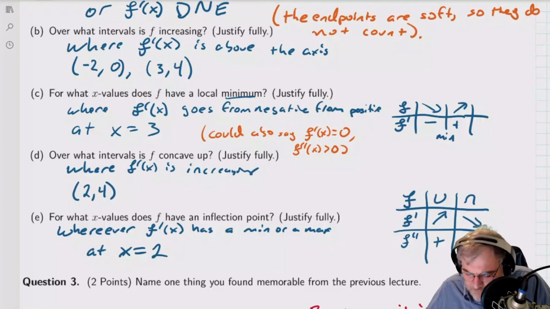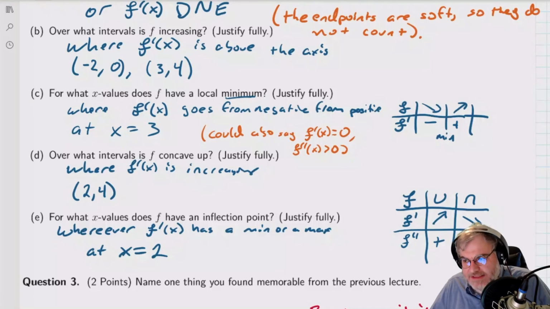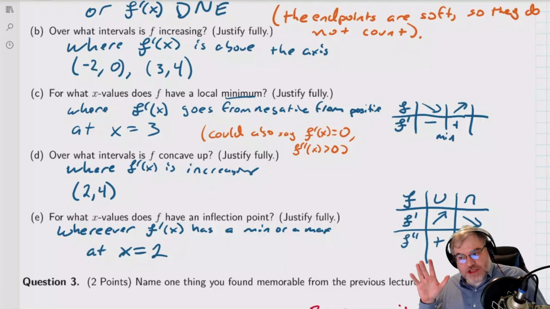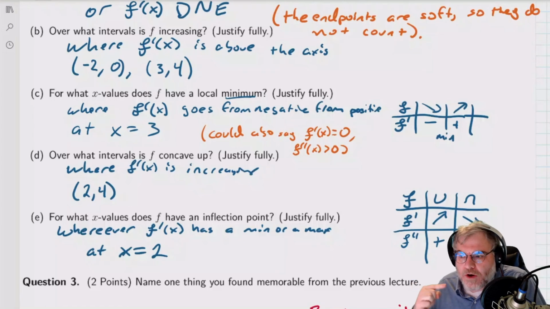All right. Now, for what x values does f have an inflection point? Now, there are lots of ways to think about this. There are lots of good ways to think about inflection points. The definition is where the concavity changes. But the easiest way to think of an inflection point is that it is where f prime has either a minimum or a maximum. Okay? That's the easiest way to think about it. f prime has a minimum or a maximum, if I've got a nice differentiable function like I do here.